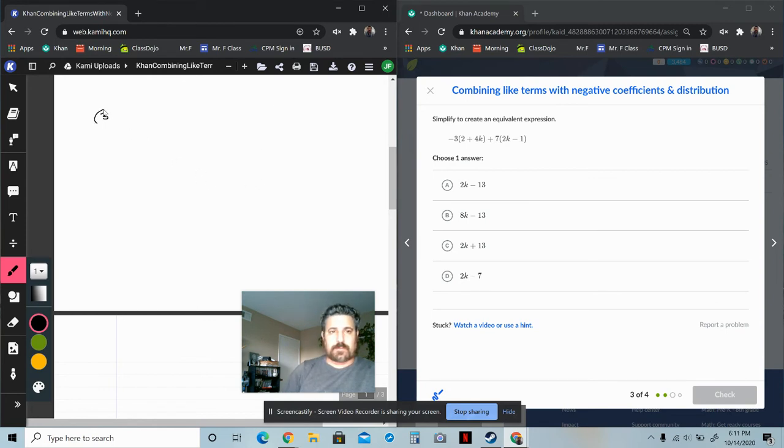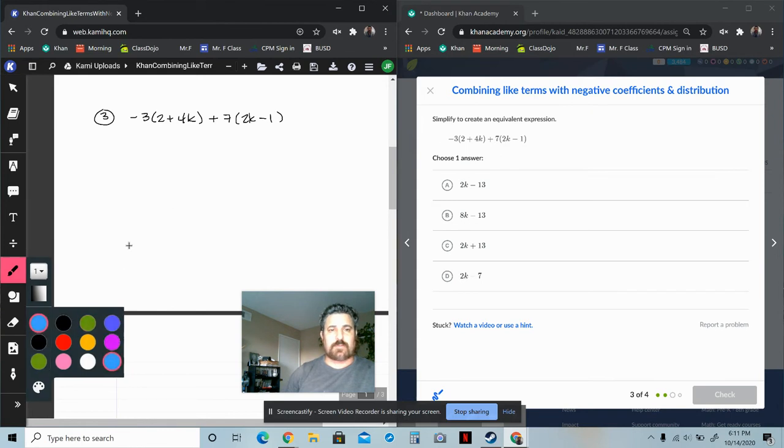So for number 3 here, we've got negative 3 times the quantity of 2 plus 4k. And we're going to add to that 7 times the quantity of 2k minus 1. Okay? First thing you want to realize is you're going to multiply through by the outside factor in front of the parentheses. So this negative 3 times the quantity of 2 plus 4k, you've got to multiply through by that negative 3. So there's your distribution right there. And then on the other side here, we're going to do the positive 7 multiplied through. So that's just going to be distributed just like that.